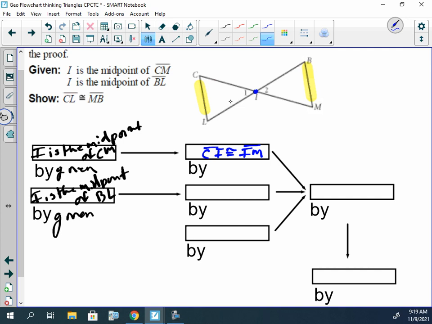Well, how do we know that? It's by the definition of midpoint, because we said I was the midpoint. Because I is the midpoint, it cuts it into two congruent segments. That's just the definition of midpoint. Well, that also means for BL, we also have that BI is congruent to IL by definition of midpoint.